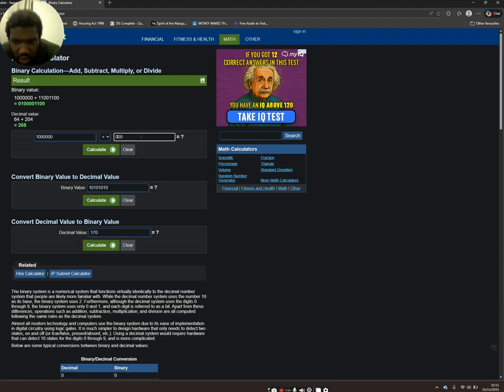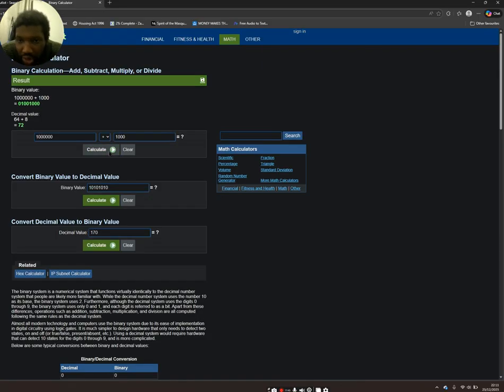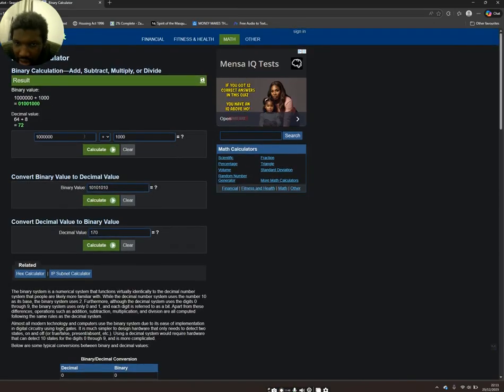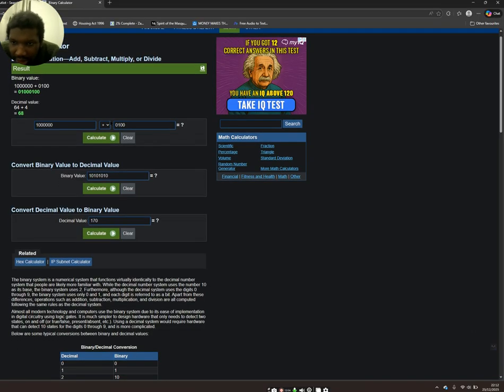1, 2, 3. 0, 1, 2. 4. Okay, that's basically 64. That's 72, so you get 72 square acres. 1, 2, 4, 8. So basically this is 4, 8. 1, 2, 4. So basically you get 64 divided by 4. So you get 68 people.